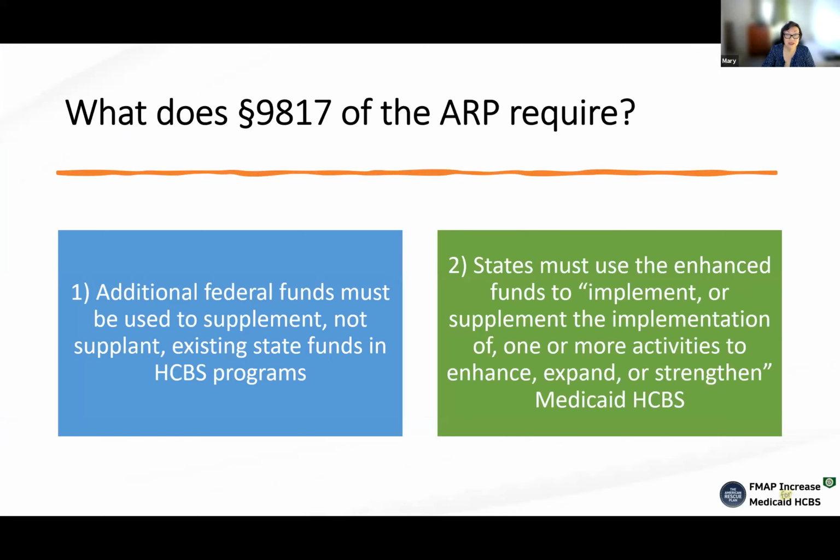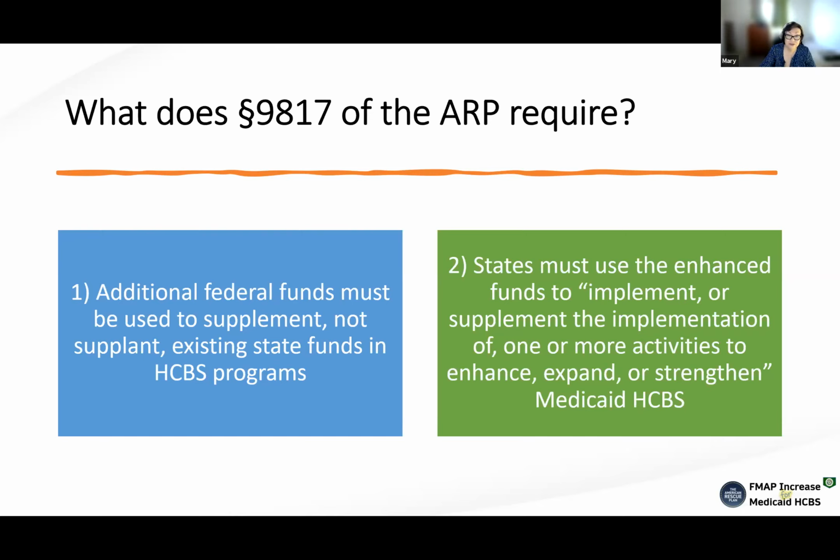So what does Section 9817 of the ARP require states to do? So in order to use the 10% funding, these are the basic two requirements. So in blue, the additional federal funds must be used to supplement, not supplant, existing state funds in HCBS programs. So supplement means the funds need to be in addition to, and supplant means it can't take the place of existing state funding for the waiver. So that was a condition under the law.